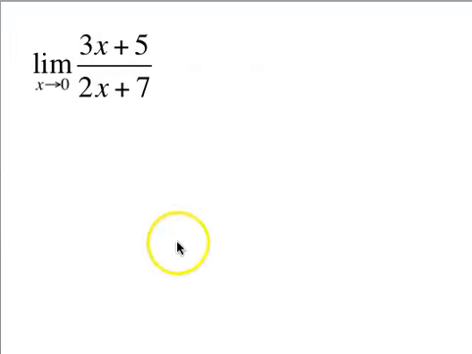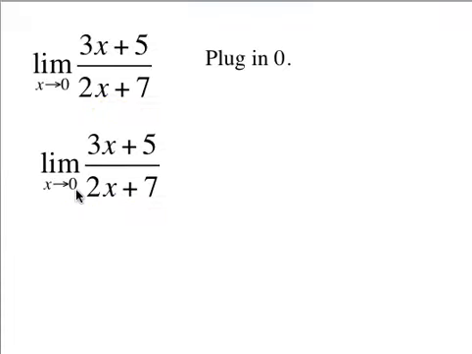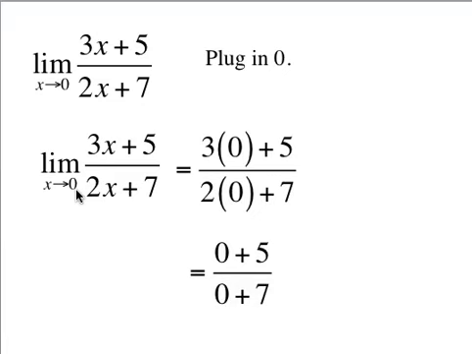This time the limit as x goes to 0 of 3x plus 5 over 2x plus 7. What happens to the top? 3 times 0 plus 5, that goes to 5. What happens on the bottom? 2 times 0 plus 7, that goes to 7. So I have a 5 over 7 situation when I plug in 0. So my limit is 5/7.